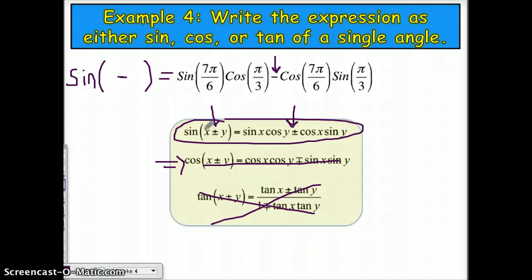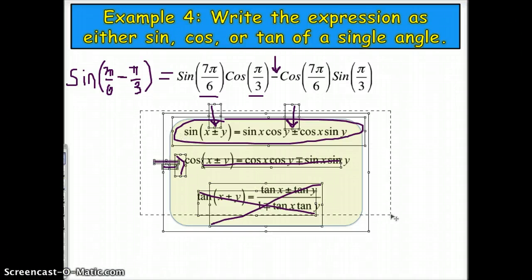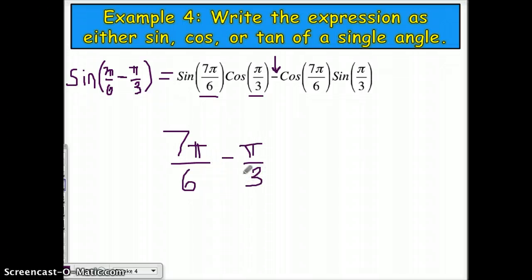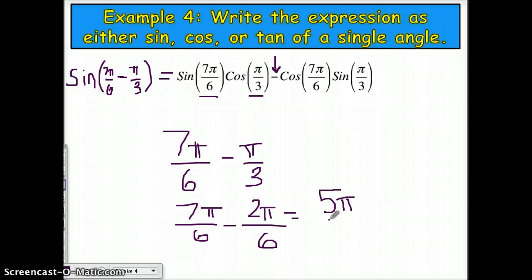So it's going to be the sine of x plus y, well, minus. It's going to be the sine of this minus this. So 7 pi over 6 minus pi over 3. So now I'm going to just do 7 pi over 6 minus pi over 3 to get my final answer. I'm going to make a common denominator of 6, 7 pi over 6 minus 2 pi over 6 to get a final answer of 5 pi over 6.